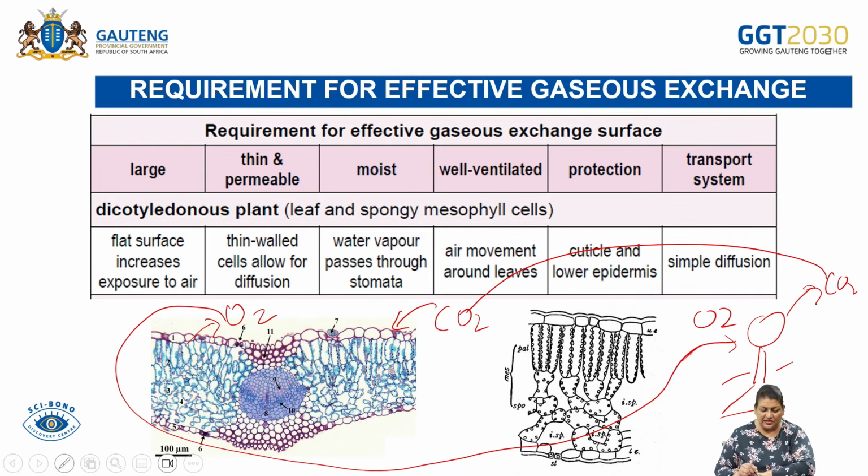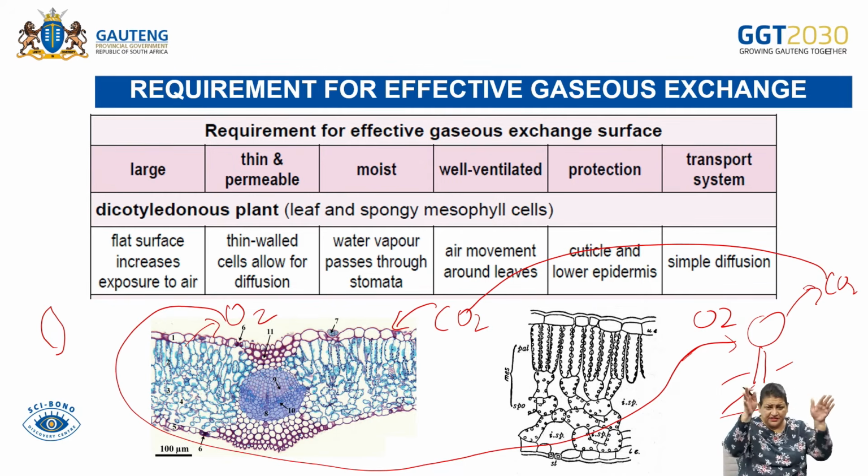And you can see the internal structure of the leaf. Now let's see, how is a leaf suited for gaseous exchange? First of all, it has a large surface area. It's flattened from the top to the bottom. So its volume is small, but the surface from which oxygen can leave and from which CO2 can enter is much greater compared to its size. Therefore, being dorsi-ventrally flattened, it has a large surface area for gaseous exchange.